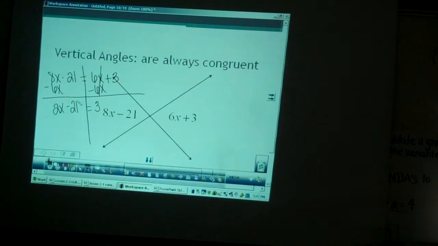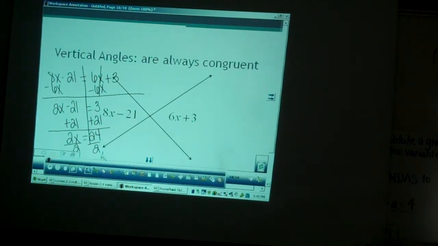Now over here, I want to isolate this variable, so I want to get rid of the minus 21. So I add 21 to both sides, and I get 2x equals 24. Well, last step is to divide. Divide by 2, so x is equal to 12.